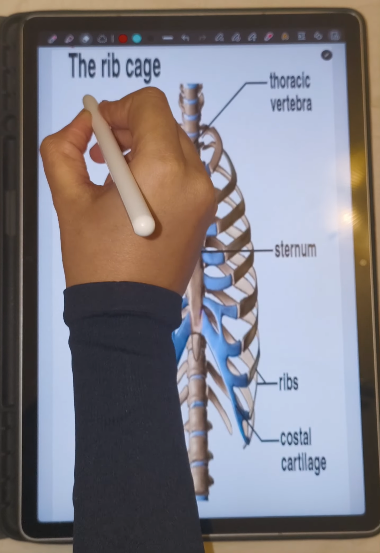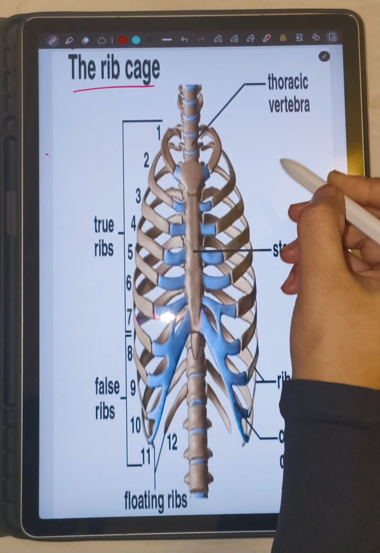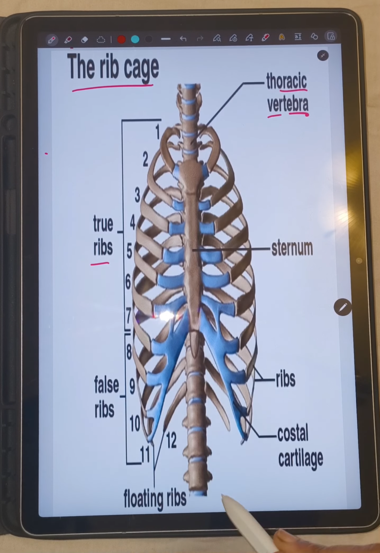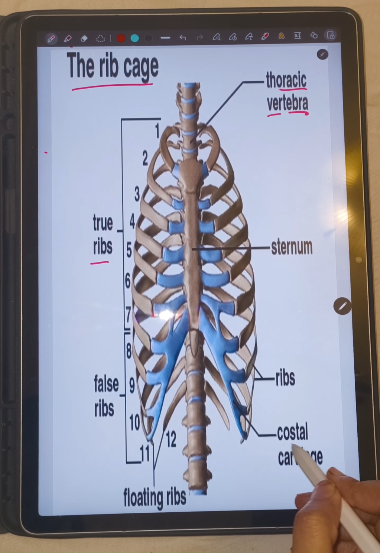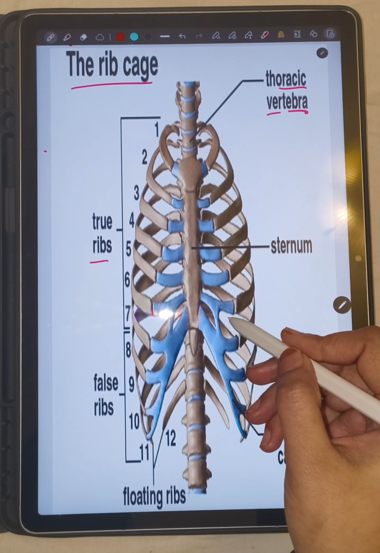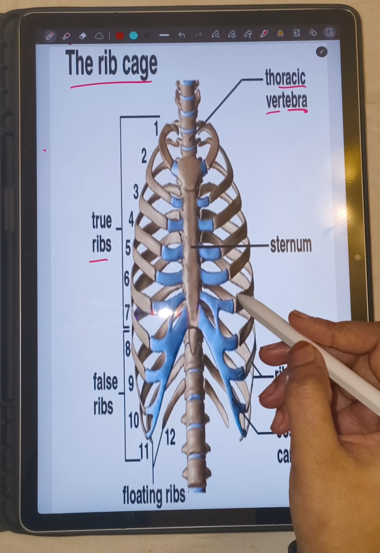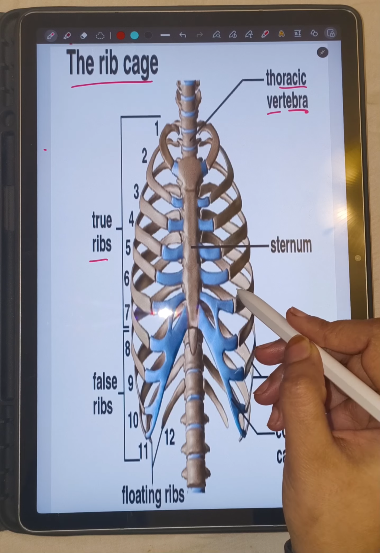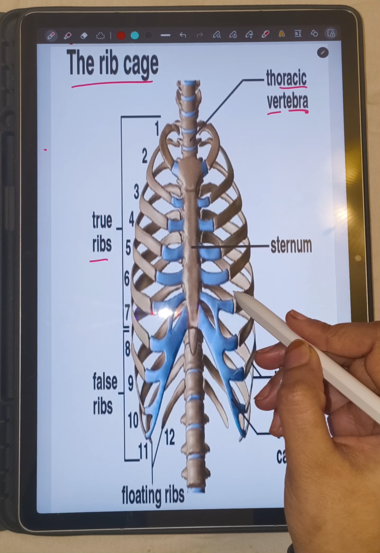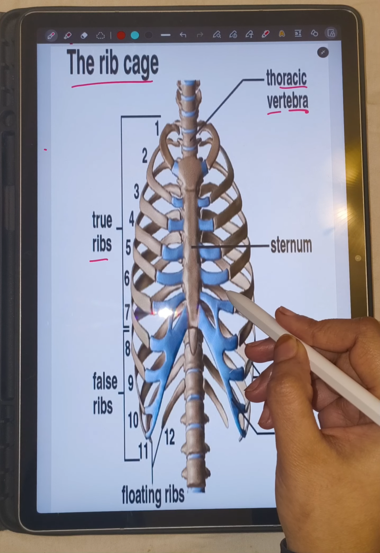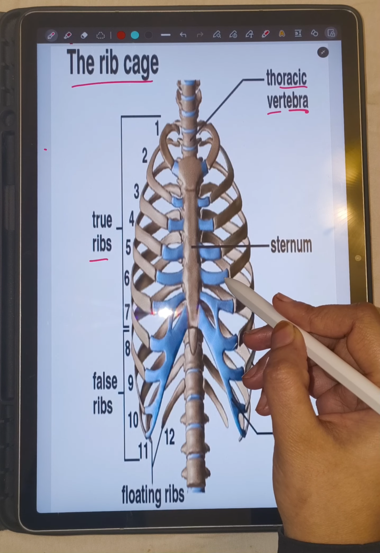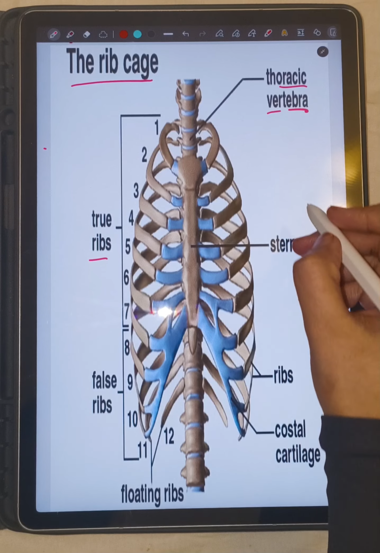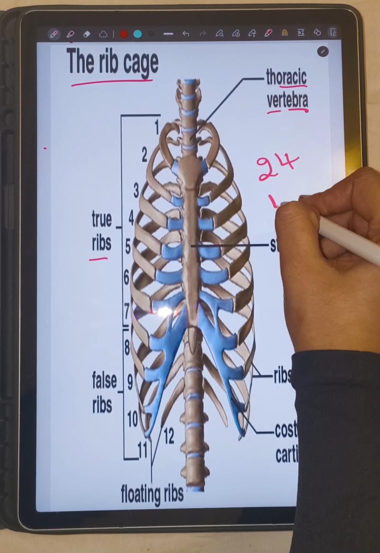In the axial skeleton system, next is the rib cage. In the rib cage, this is the thoracic vertebrae, true ribs, false ribs. This is the floating ribs, costal cartilage, and sternum. The rib cage is a bony and cartilaginous structure that surrounds the chest, protecting vital organs like the heart, lungs, liver, and spleen. It provides attachment for muscles of respiration, back, and chest. It supports the shoulder girdle and upper limbs, and assists in breathing by expanding and contracting the thoracic cavity. Total ribs are 24, 12 pairs.